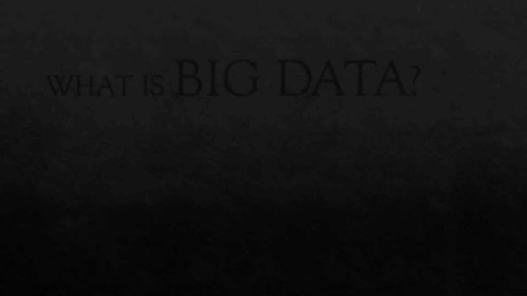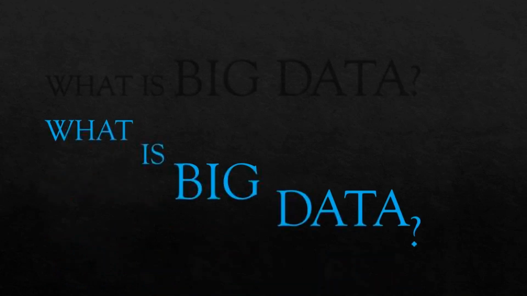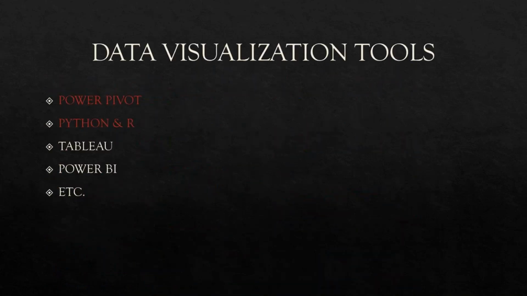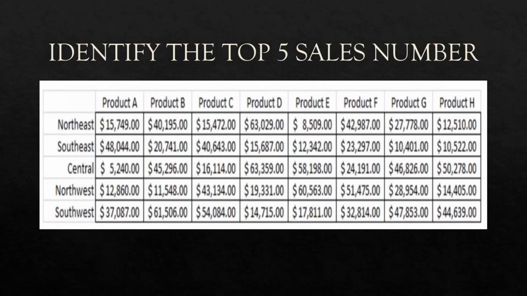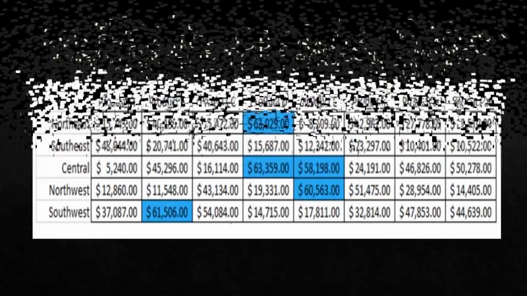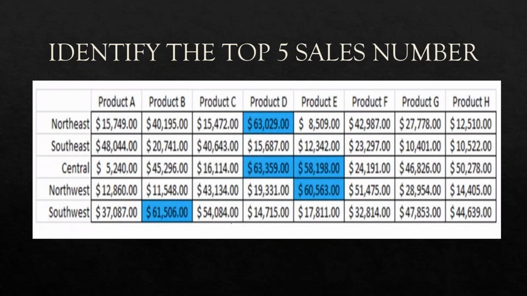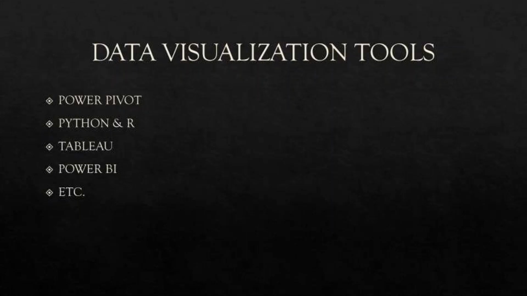Okay, now here's the big question. What is big data, right? If I take you back to this data, if there are just 40 cells, it still makes sense for you to highlight the data in the table itself, by highlighting the maximum numbers. But let's say there's big data, a huge data. When I say big data, it doesn't necessarily mean huge, but there are certain criteria. What are the criteria for data to be big data? Let's see them now.